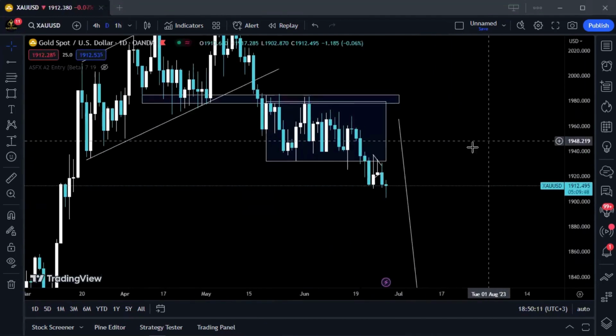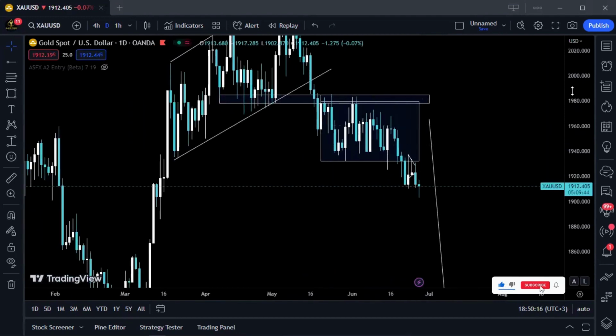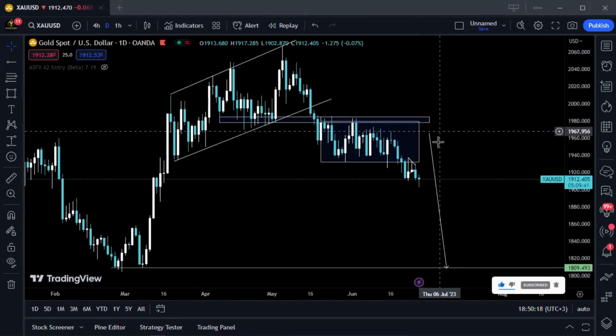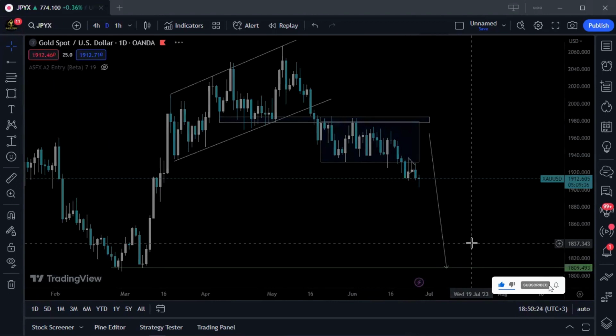On gold, the same thing applies. It was already in a bearish trend, so it's just a continuation. We need to see prices keep on falling until they reach somewhere down here on gold. So that finishes our watch list on the US dollar pairs.